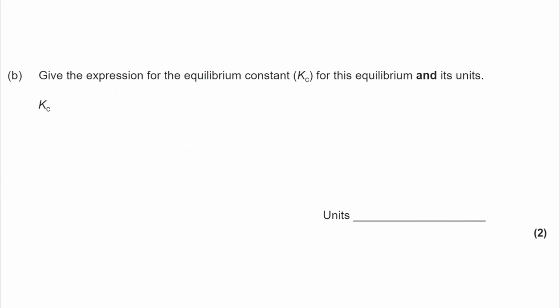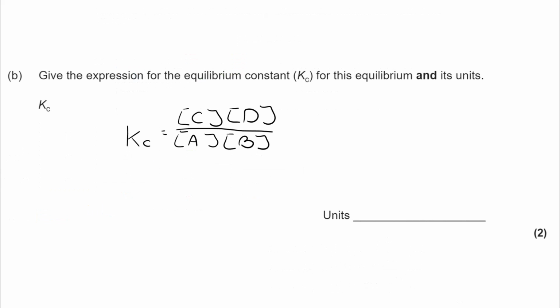If I move on to B, the expression for Kc, well, it's products over reactants. We use the balancing of the equation to determine what powers go in. So this is what we're looking for: [C] to the power of 3 multiplied by [D], over [A] squared times [B].